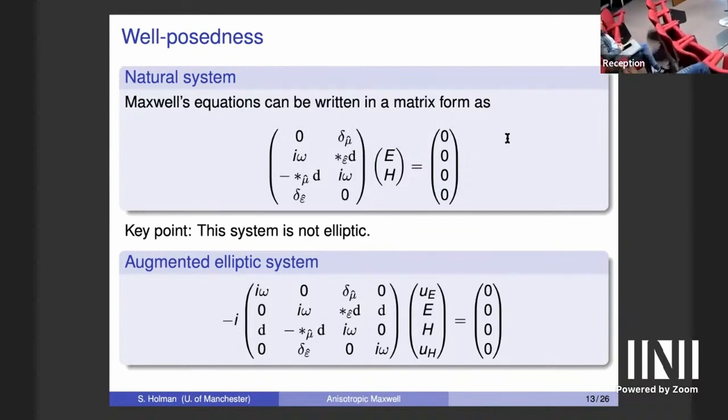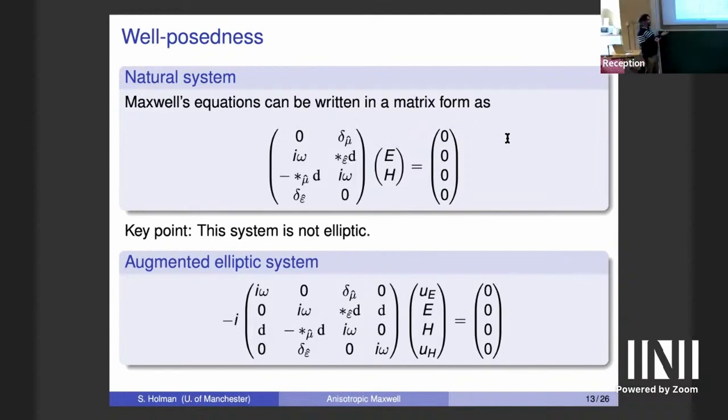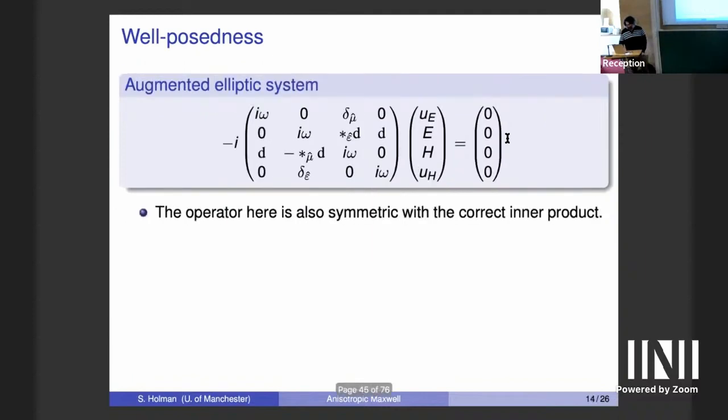So you augment it this way, and then this is still symmetric, right? The top one is naturally anti-symmetric, but you add this i, which makes it symmetric. And it's elliptic. The key thing is that it's elliptic, but also symmetric. Isn't u the sort of fictitious magnetic monopoles? I think it's, yeah, kind of like div H or something.